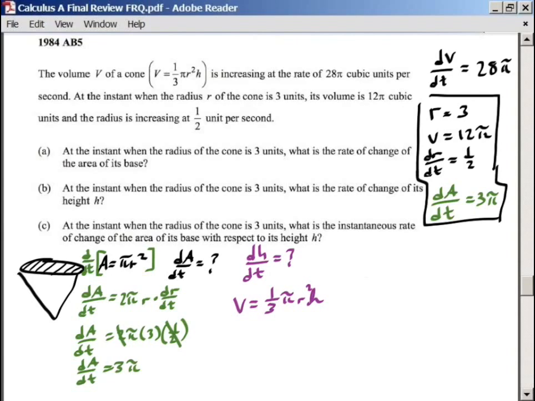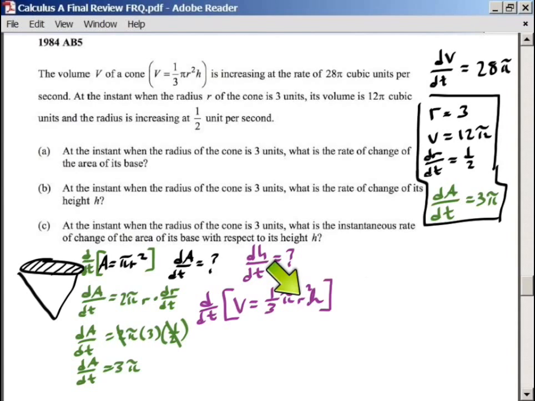Now there's a couple things you can do here. We can get rid of the r, so we only have an h here. Or we can take the derivative of it as it stands. If we took the derivative as it stands with respect to t, we know we're going to get a dV over dt, and we know we're going to get a dr over dt. Do we know what dV over dt and what dr over dt is? We do. We're given those right here. So you don't need to get rid of the r. You don't have to do it that way.